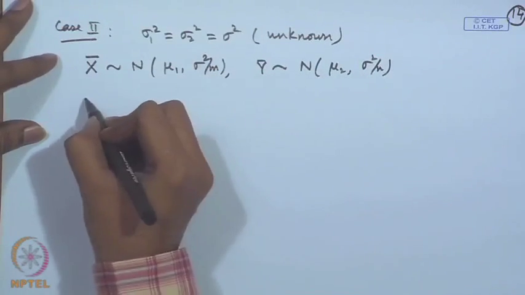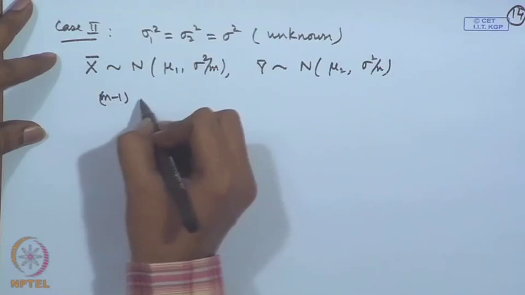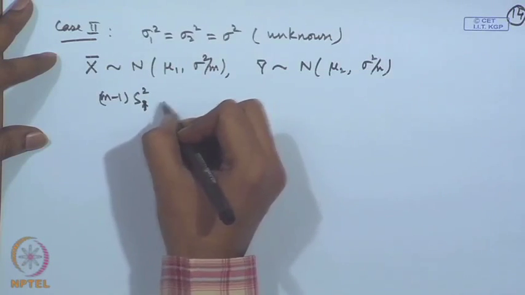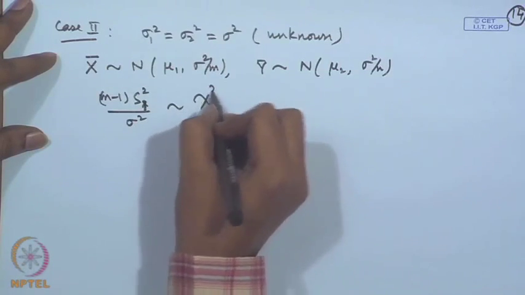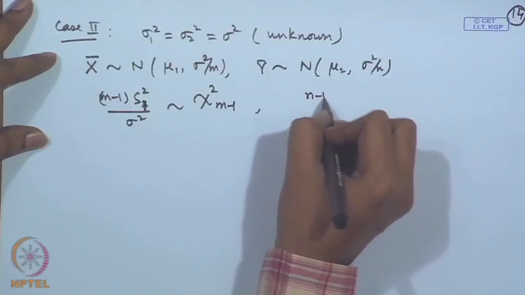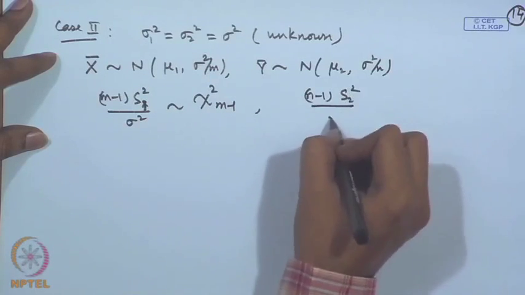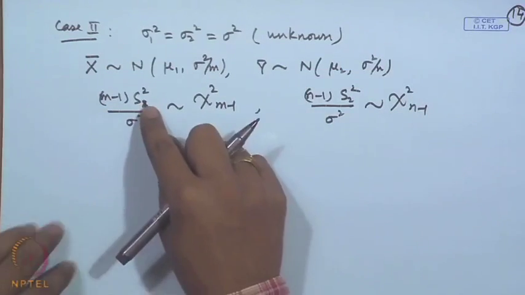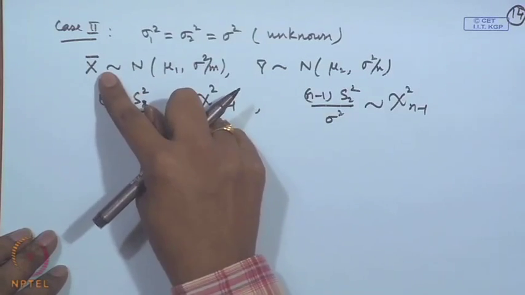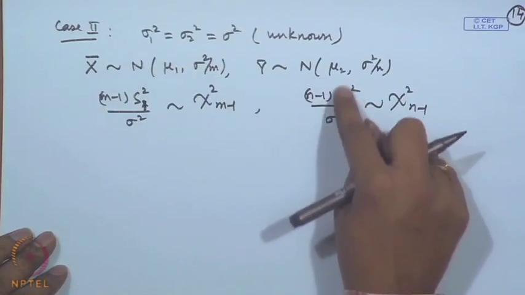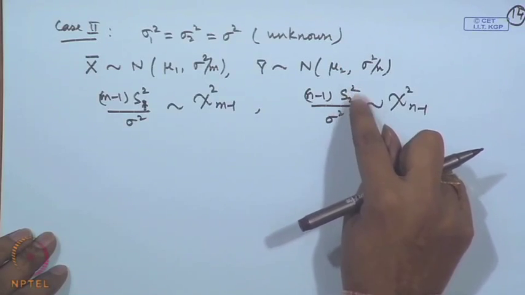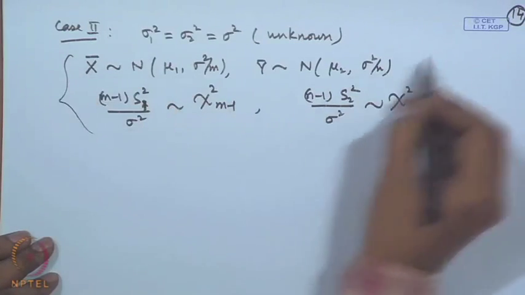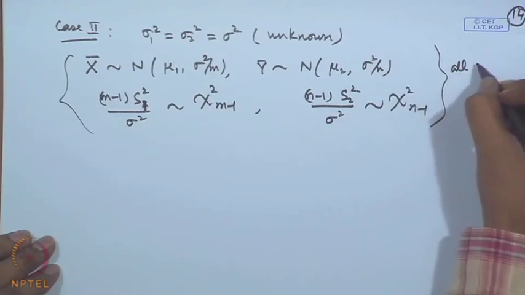But at the same time, let us also consider that m minus 1 times s x square, or s 1 square, by sigma square follows chi square distribution on m minus 1 degrees of freedom, and n minus 1 times s 2 square by sigma square follows chi square distribution on n minus 1 degrees of freedom, where s 1 square denotes 1 by m minus 1 sigma x i minus x bar whole square, and s 2 square denotes 1 by n minus 1 sigma y j minus y bar whole square. That is the two sample variances, and these are all independent random variables.